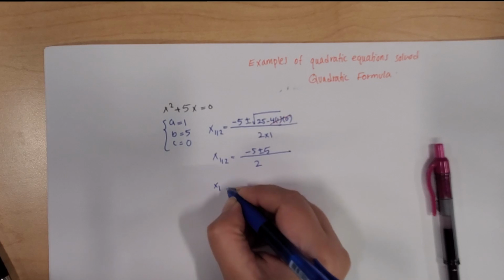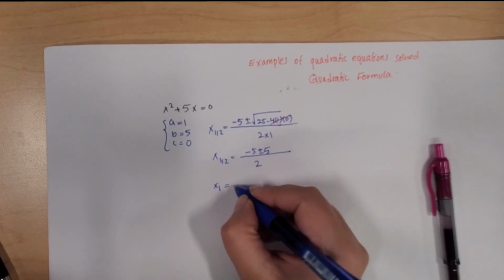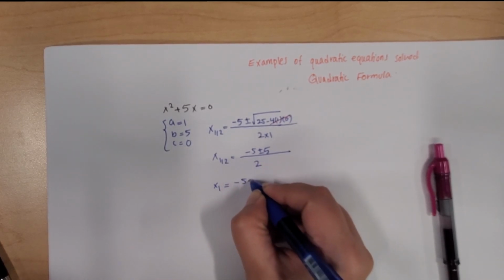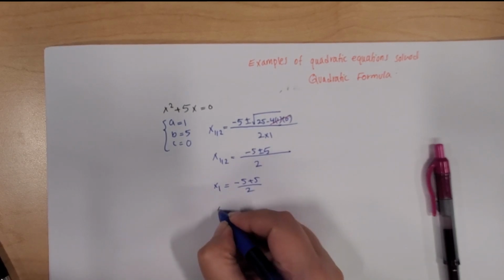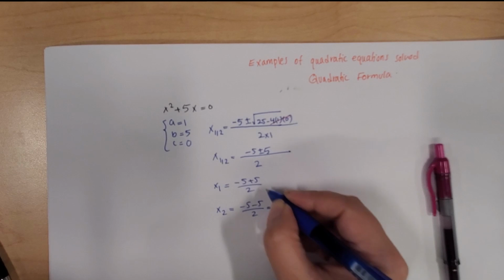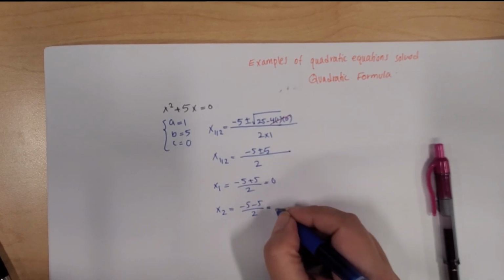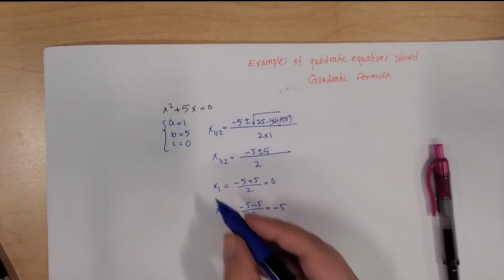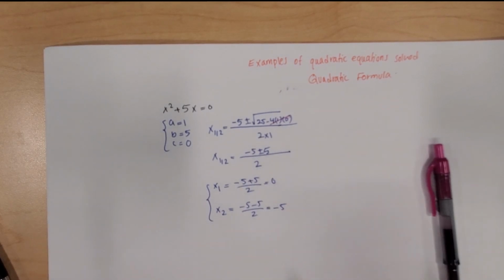Okay, so let's find the answers. The first answer is negative 5 plus 5 divided by 2. The second answer is negative 5 minus 5 over 2. So the first answer is 0. The second answer is negative 5. So that means I got 2 answers.